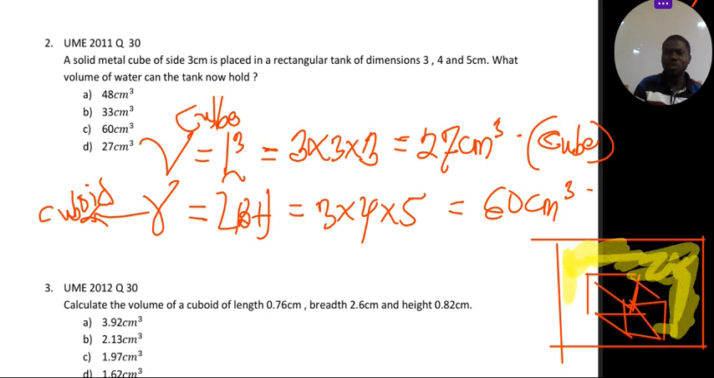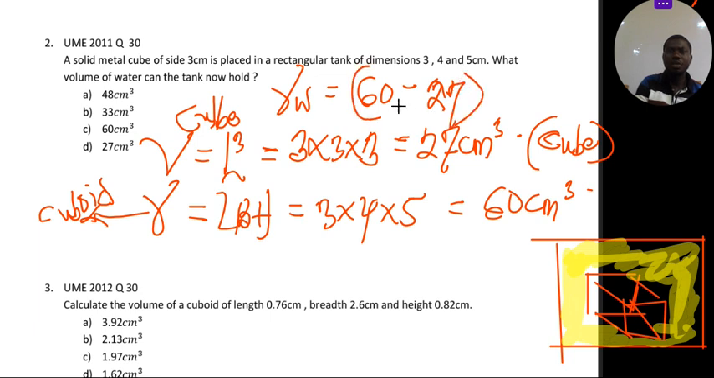So this part is the volume of the entire cuboid minus the volume of the small cube. That's the volume of water that the tank can now hold. So volume of water is now 60 minus 27, all in cm cubed. So that's 60 minus 20, 40, minus 7, that's 33 cm cubed. Okay, let's move on to the next one.